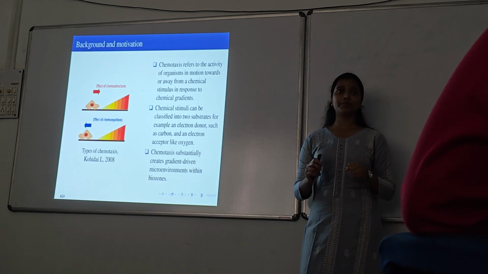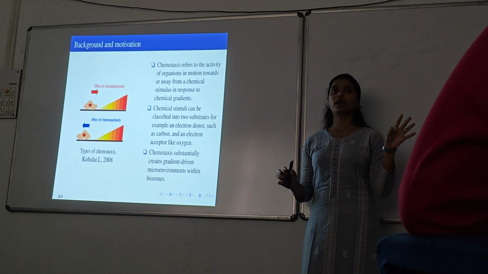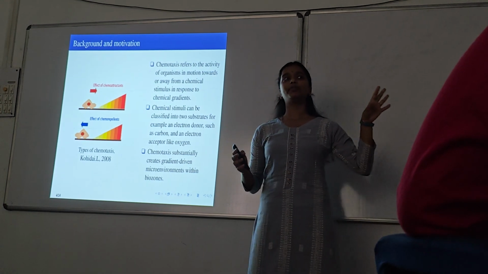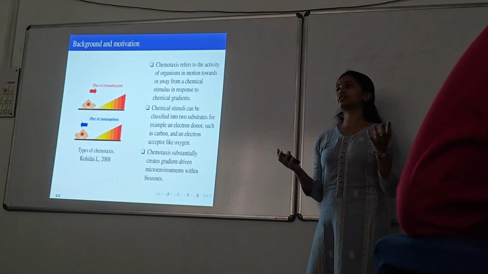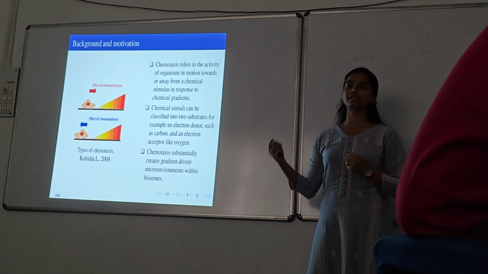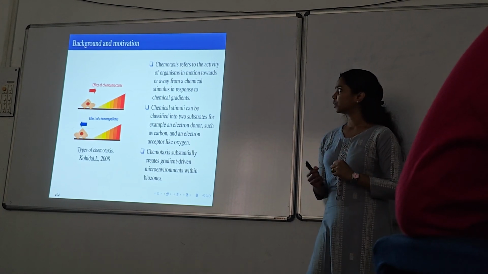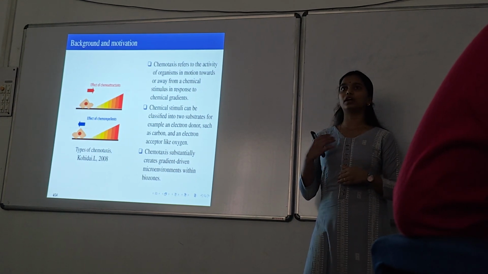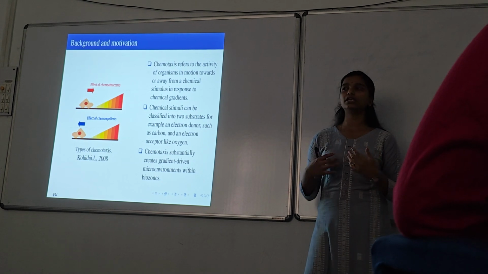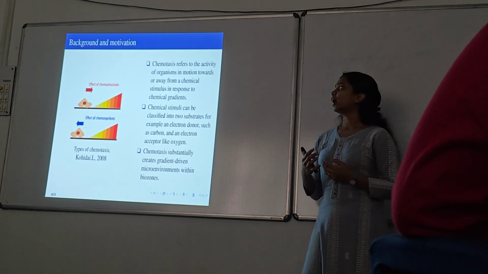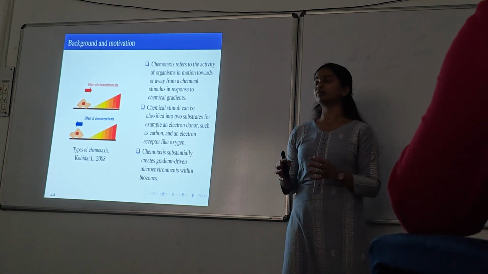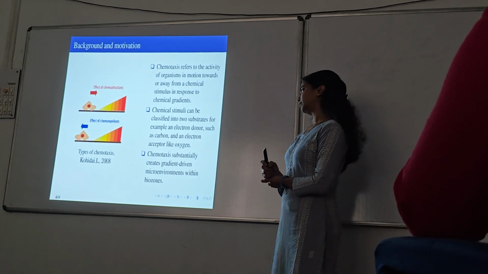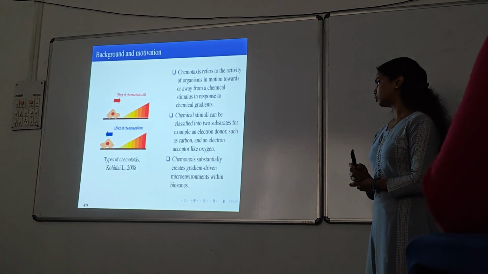Chemotaxis helps bacteria to sense where the food is, and by food I mean the planktonic aggregates that are sinking down the ocean. So chemotaxis helps the bacteria to initially start the attachment process, and it starts the biofilm formation. So chemotaxis substantially creates gradient-driven microenvironments within the biozone.